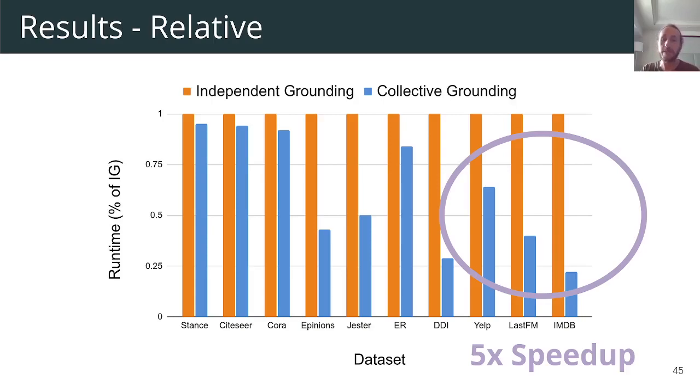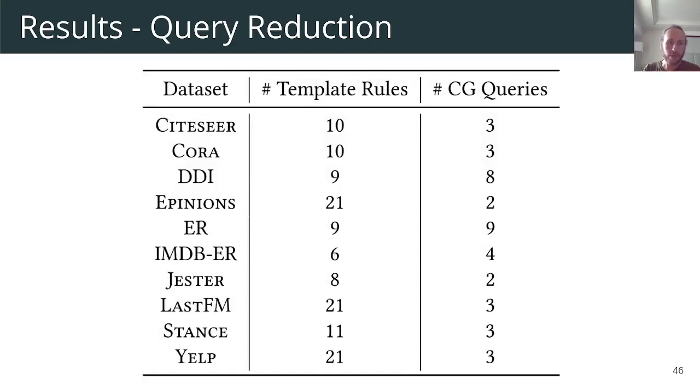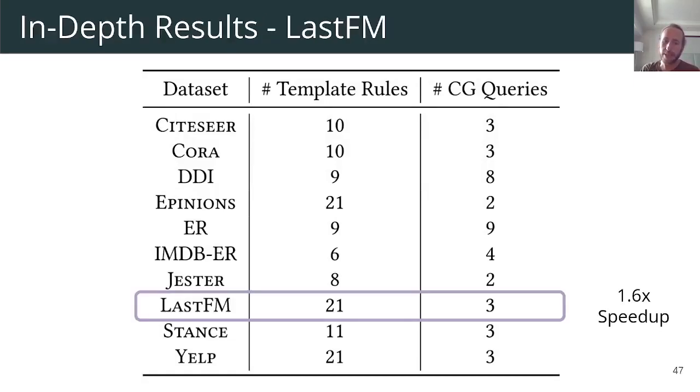If we look at the reduction in the number of queries done for each data set, there are two that I really want to point out. I'm going to start with this Last.fm data set, where there's a 1.6 times speedup and a reduction in the number of queries from 21 down to 3 queries.